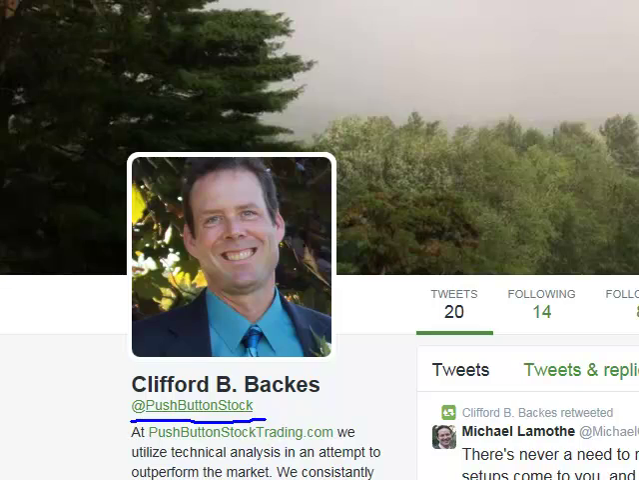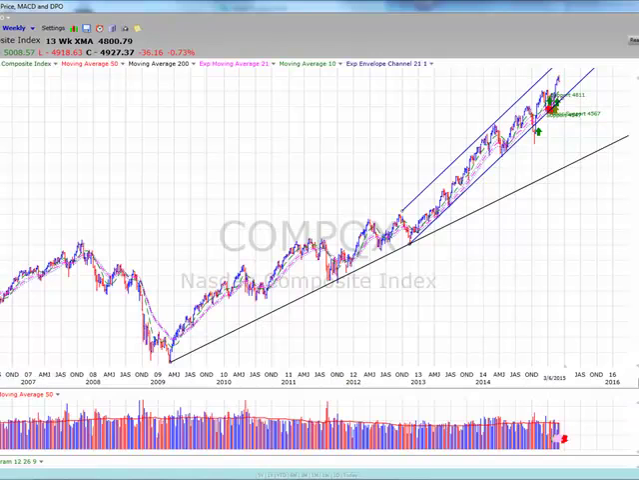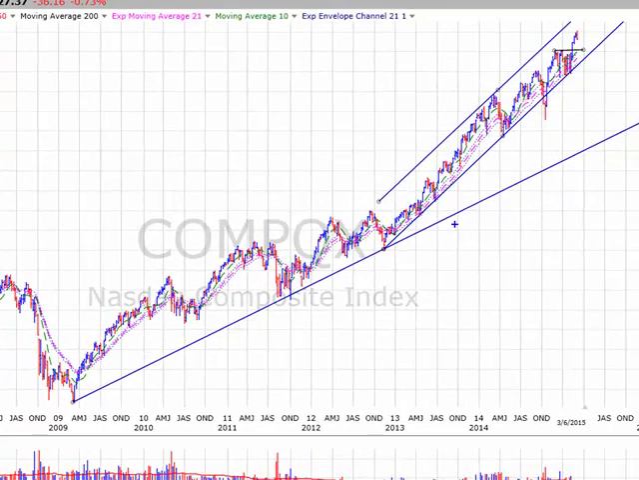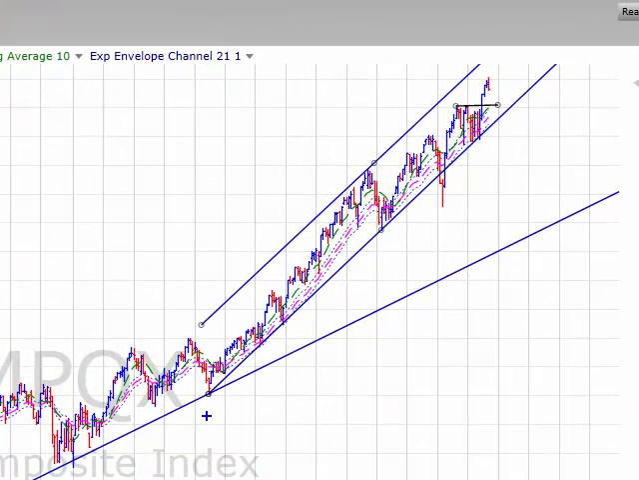Okay, let's take a quick look at the Nasdaq. What we're looking at here is a weekly chart of the longest bull market in history. The current bull market started in March of 2009 and is celebrating its 6th birthday this week. This is a long-term trend line for this market. We have an intermediate trend line that starts in November of 2012.